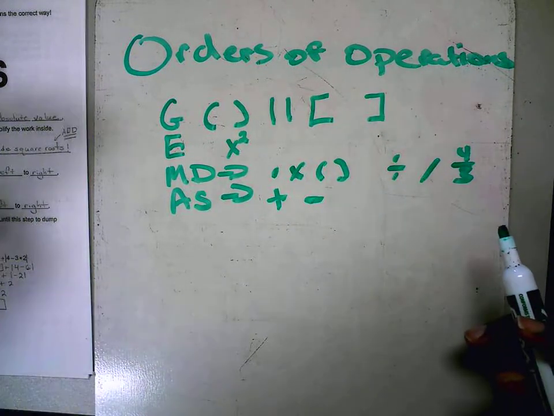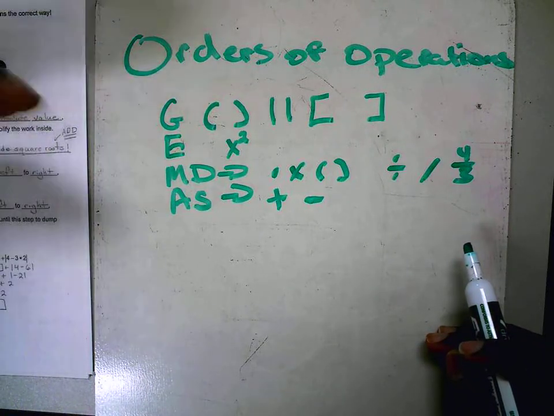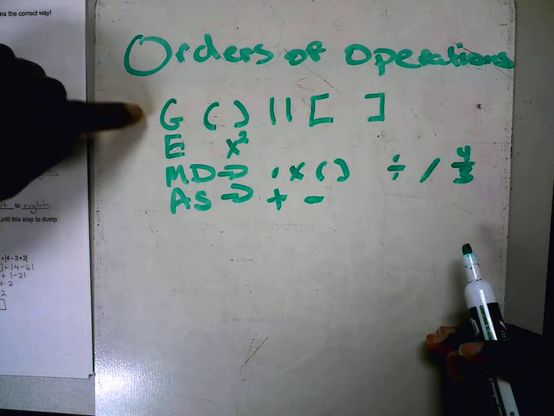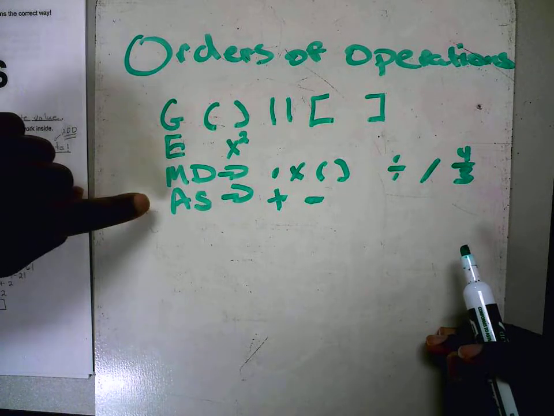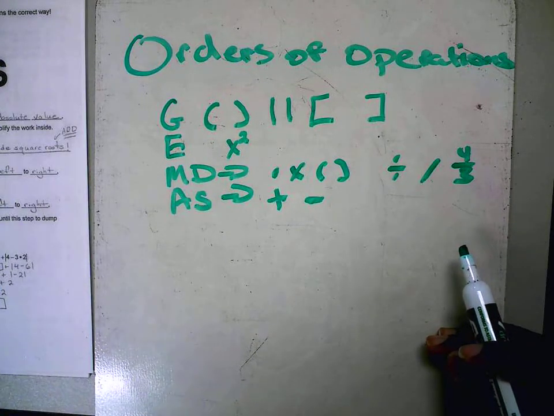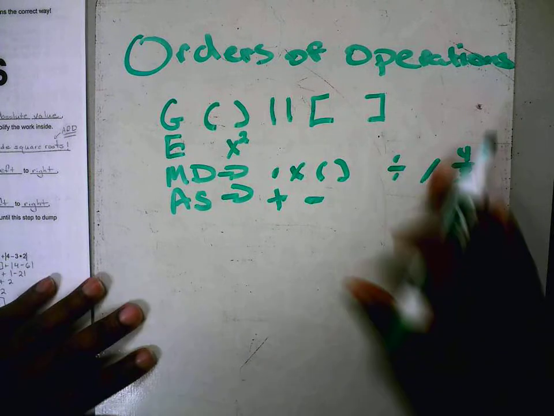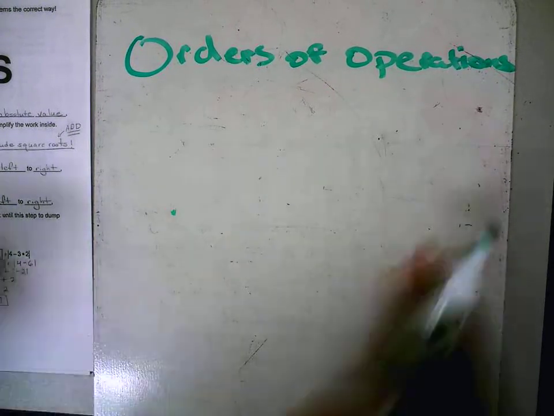Alright, now this is the checklist I want us to write down every time we do an orders of operation problem. GEMDAS: grouping, exponents, multiplication, division, whichever comes first from left to right. Addition and subtraction, whichever comes first from left to right. And that's how we're going to do it. Our first problem is, we're going to go over 4 or 5 examples.